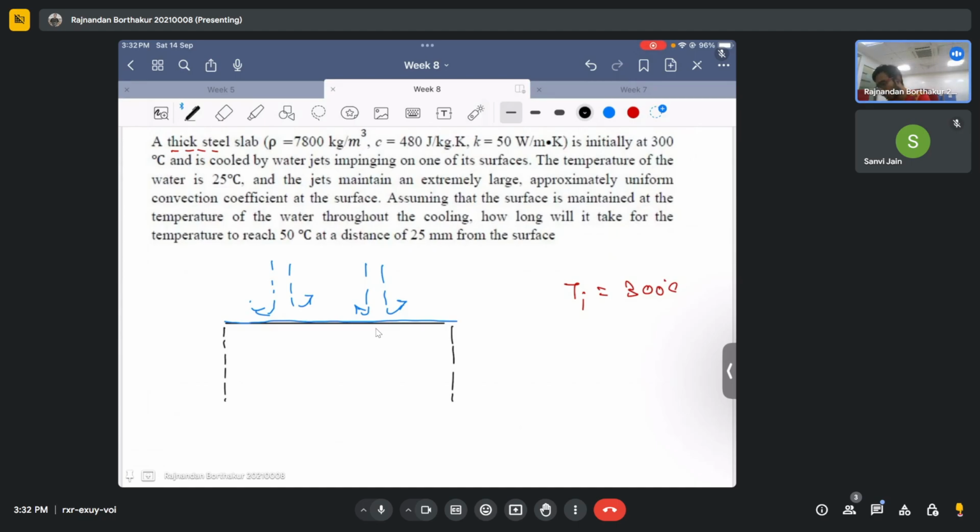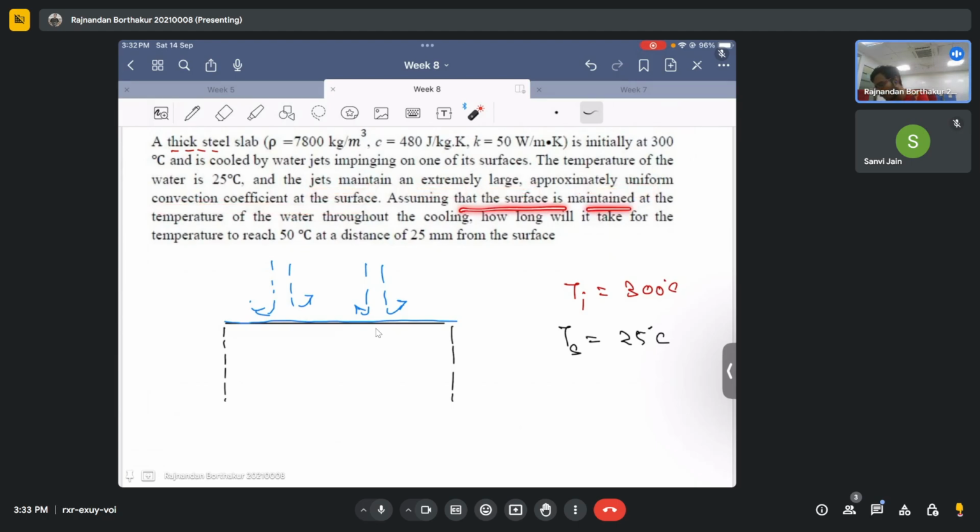The temperature of the water, you can assume that this surface temperature is at least 25 degrees Celsius, and neglect any convection loss between this surface and the water, which means the water temperature happens to be the surface temperature. It says that the temperature of the jet is 25 degrees Celsius, and the jet maintains an extremely large, approximately uniform convection heat transfer coefficient on the surface.